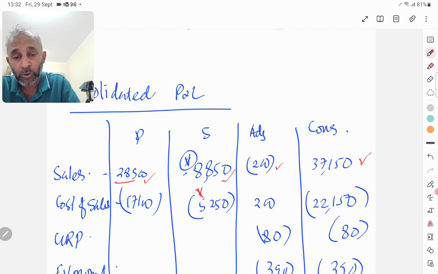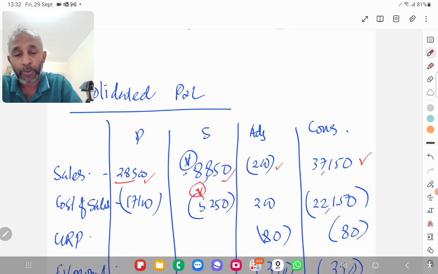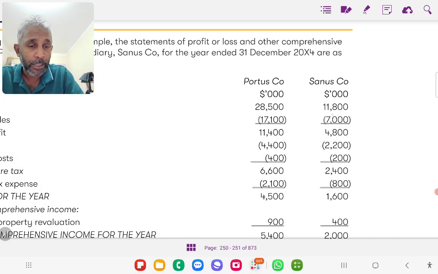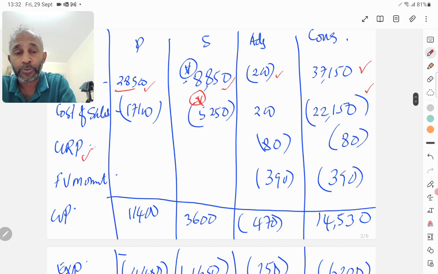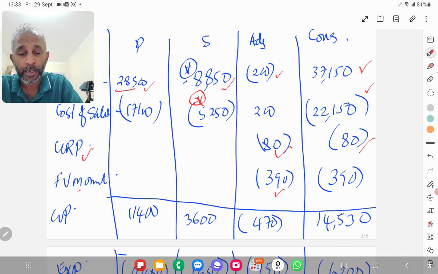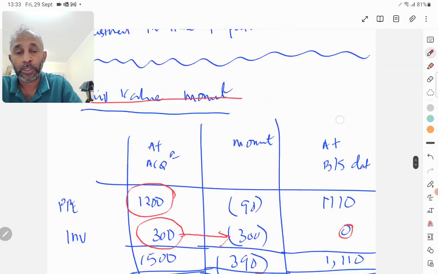And consolidated cost of sales 17,100. Again, please note that I need to time proportion this as well. My cost of sales 7,000, that 7,000 I need to work out for 9 months. So you get 5,250. So 17,100, 5,250, and then you adjust the intercompany cost of sales, and then your cost of sales comes to 22,150, and you have unrealized profit 80. We have worked that out, and fair value movement 390. We understand now here, what is that? Let us look into that here.